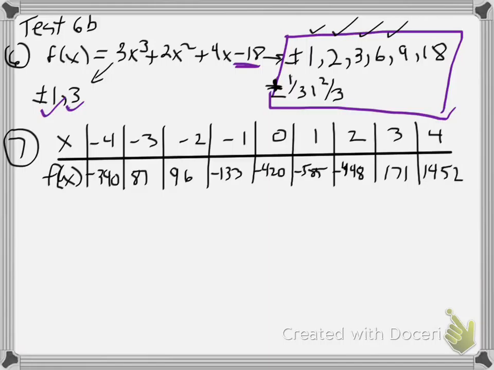Okay, so I just copied the table from number 7 down. It says use the location principle to determine the intervals 1 unit in length in which there is a 0. So remember, zeros happen when it goes from a negative to a positive in the f of x value. So here it goes negative to positive, so there's a 0 between there. It goes from positive to negative, there's a 0 between there. And then it goes from negative to positive, so there's a 0 between there. And so we're going to write, there's a 0 between negative 4 and negative 3, between negative 2 and negative 1, between 2 and 3.